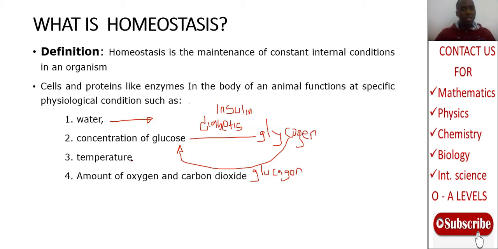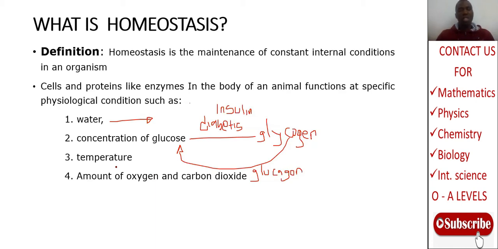Okay, another physiological condition is the amount of oxygen and carbon dioxide. Now, these two have to be maintained via the process of diffusion. If there is too much carbon dioxide, the body will become acidic. If there is less oxygen, a person cannot survive, and also energy will not be properly produced. So these things have to be maintained.